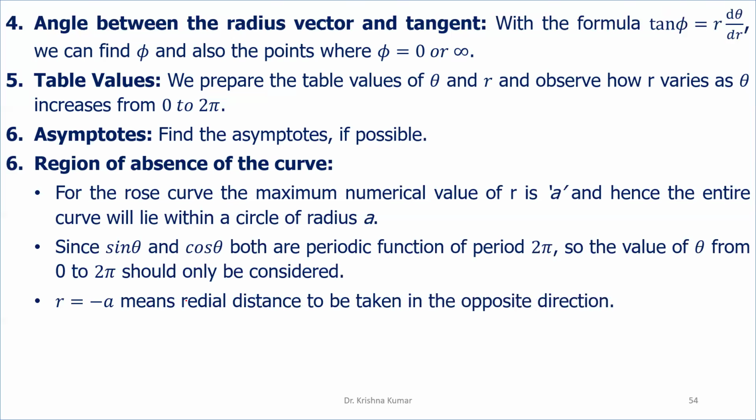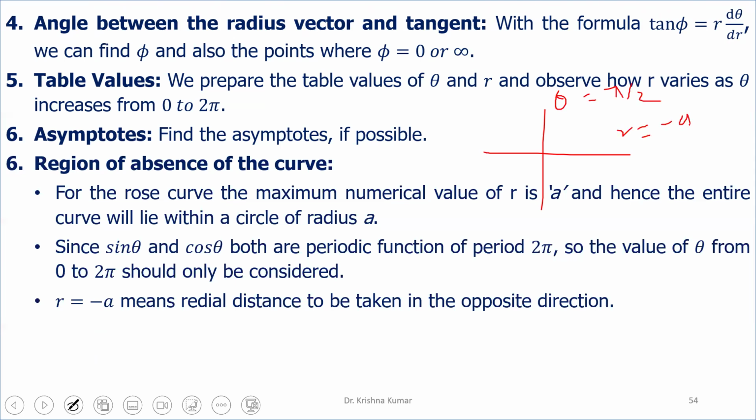r equal to minus a means the radial distance is to be taken in the opposite direction. If sometimes we get r equal to minus a, what does it mean? Suppose we get r equal to minus a for theta equal to pi by 2. It means that we consider the point at r equal to a in the opposite direction.